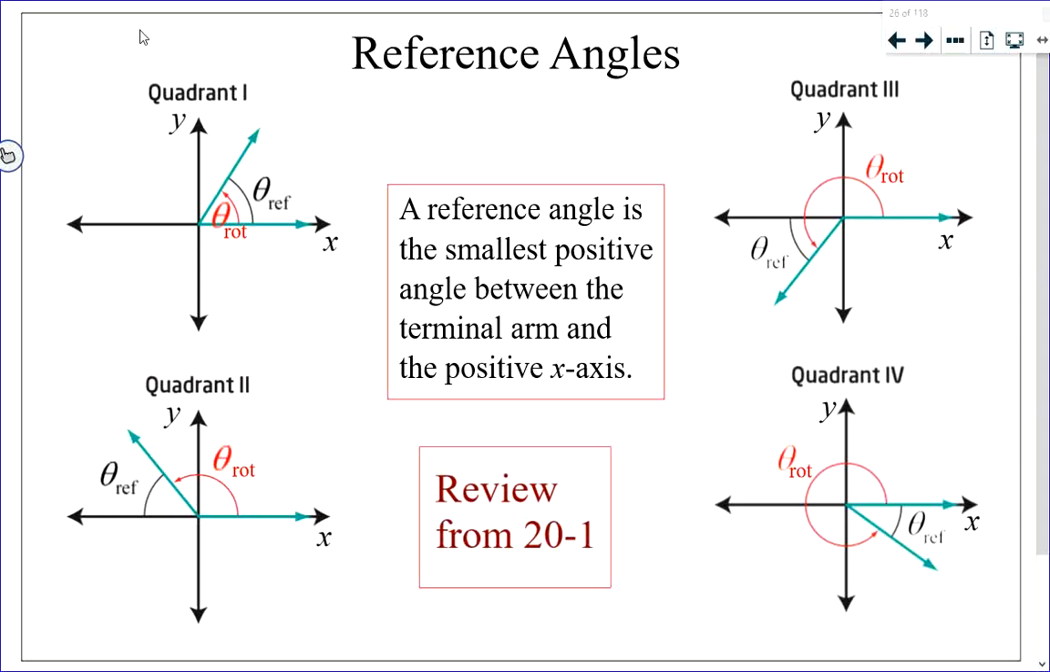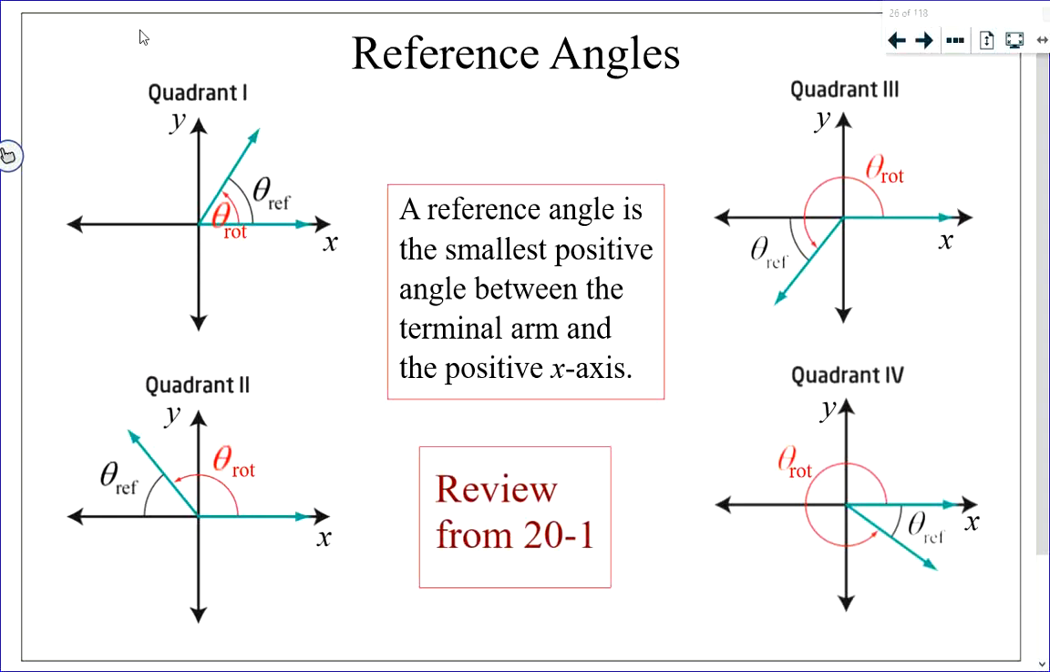When you look at quadrant 2, in the bottom right corner, the rotation angle could be found by taking 180 degrees minus the reference angle, or the rotation angle could be found by taking pi radians minus the reference angle, if you want to think in radians. In quadrant 3, the rotation angle can be found by taking pi radians and adding the reference angle. And in quadrant 4, if you take 2 pi radians and subtract the reference angle, you get the rotation angle.